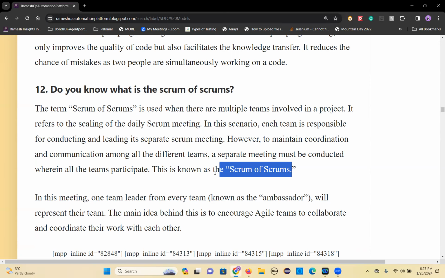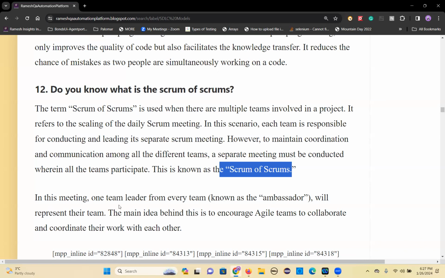So other teams also will participate in one more stand-up meeting. That is called Scrum of Scrums. Your Scrum stand-up meeting is regular. But, for example, yesterday I told you about 5 Scrum teams, right? All 5 Scrum teams participate in one meeting that is called the Scrum of Scrums meeting.